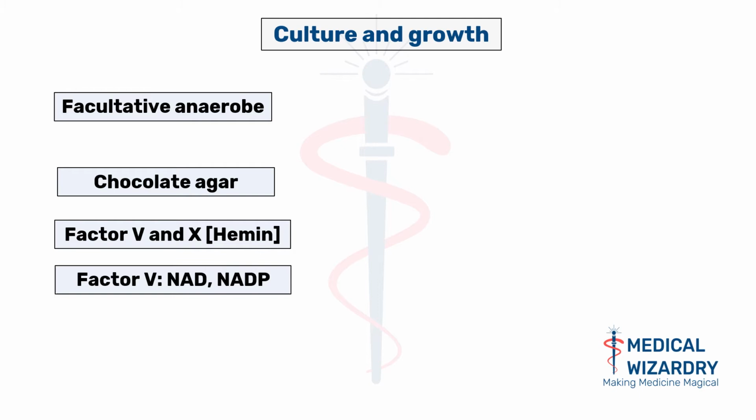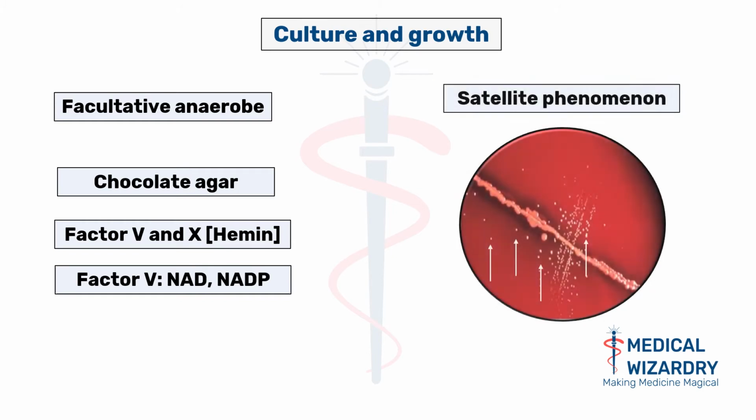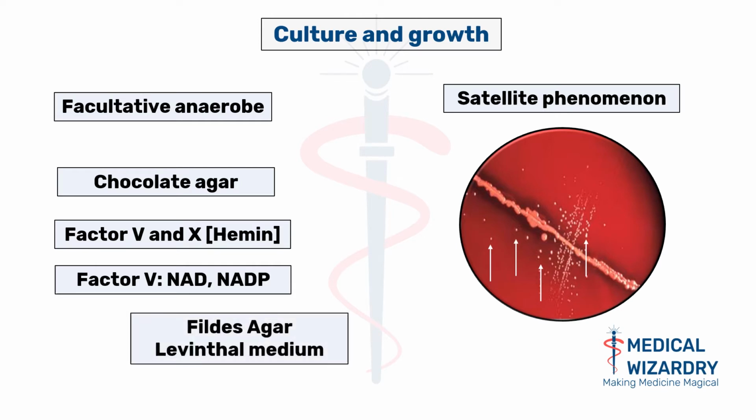Bacteria like Staphylococcus aureus produce this factor, which is why H. influenzae proliferates in the immediate vicinity of Staph aureus. This property is eminently known as the satellite phenomenon. Apart from these media, H. influenzae can also grow in Fildes agar and Leventhal medium. It has to be noted that H. influenzae cannot grow on plain blood agar.